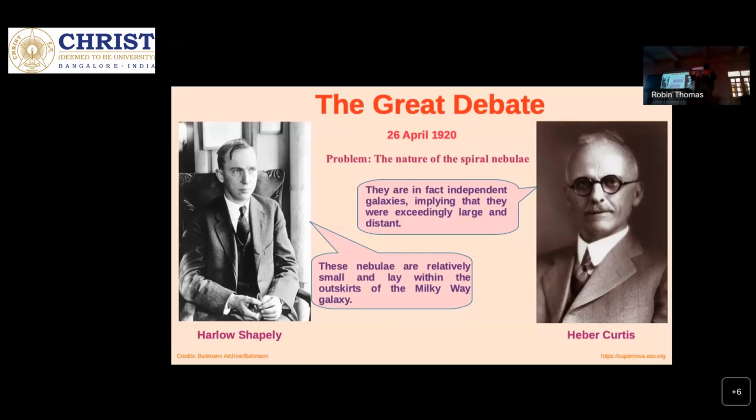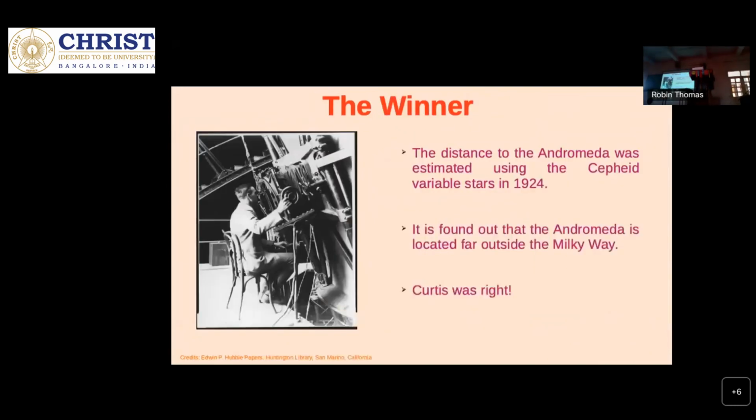Basically, it was like a Cold War. They were refuting the theories the other guy put forth. An answer to this question was introduced in 1924. So there was a guy who was looking into these objects in the sky, the specific objects which were considered spiral nebulae at that time.